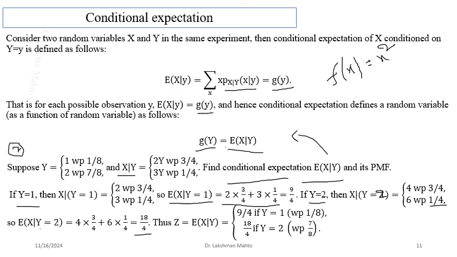It is given here. It is a little bit complicated, not simple. You are doing a lot of computations. So here you can see, this one is the first thing, this one is the second thing. You should know all these. Okay. So 9 by 4 exists with probability 1 by 8.